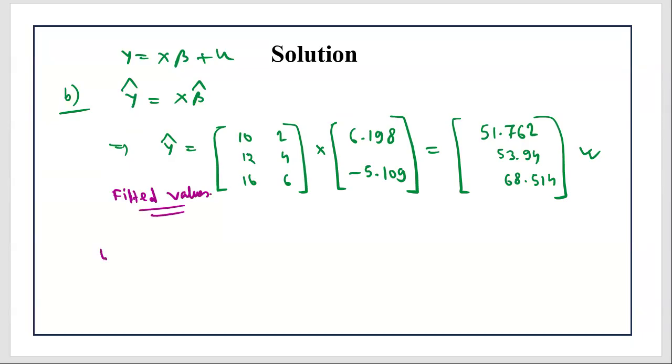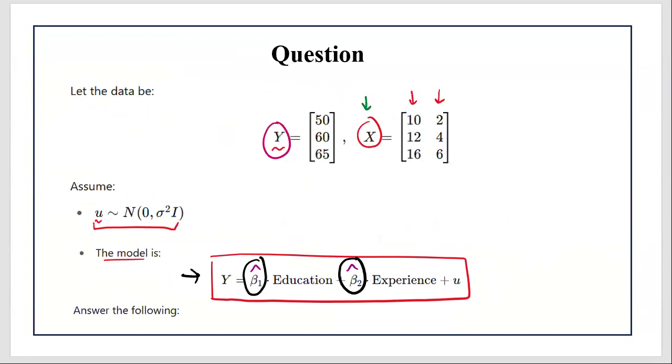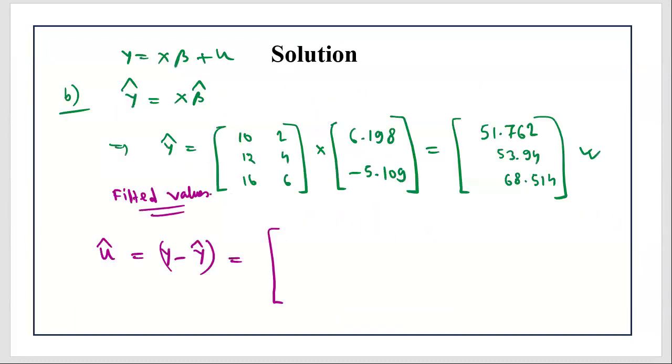Now another thing that you need to find out is the residual, which is u cap, which is simply y minus y cap. This is the second part of this question. So the y values are again given to you in the question. Let me go back and see. The y values are 50, 60 and 65, minus these y cap values which you just found out.